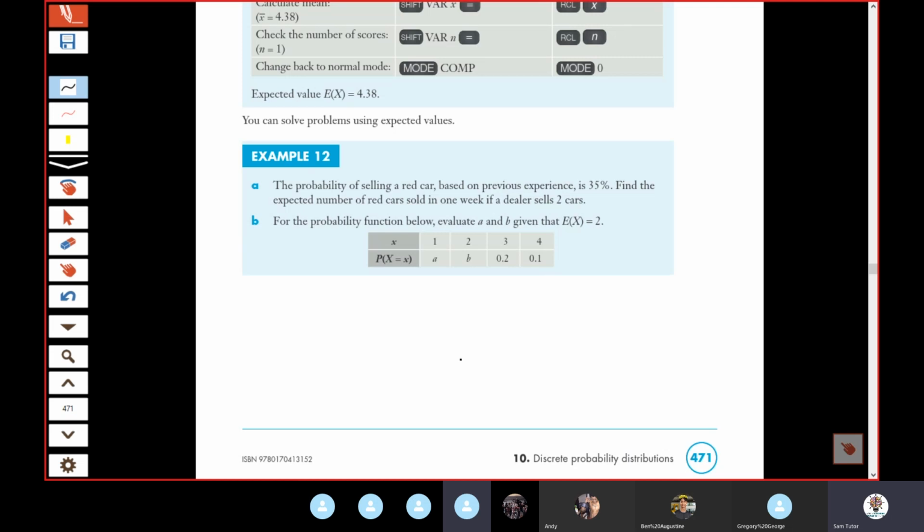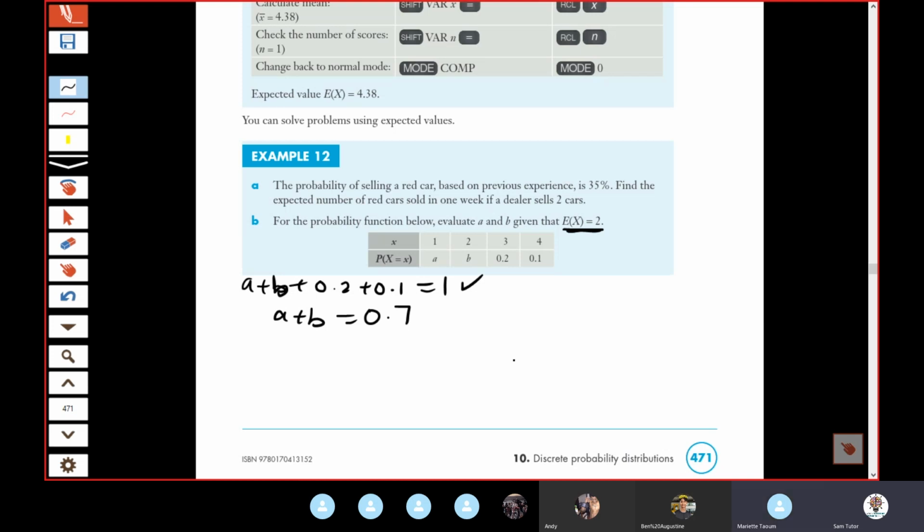Well, it's got to equal 1. A plus B plus 0.2 plus 0.1 equals 1, and solve it. Yes, absolutely. So A plus B becomes 0.3. 1 take away that becomes 0.7. And what else do you know?